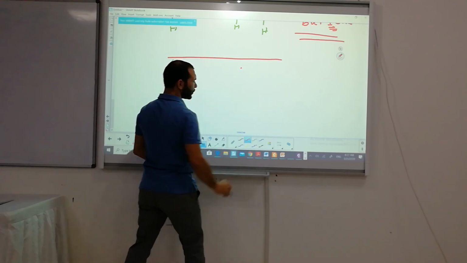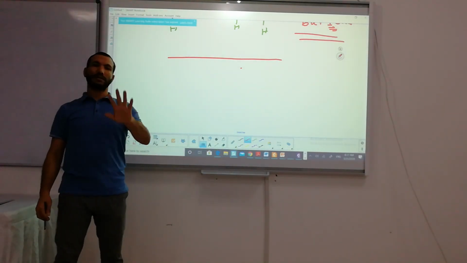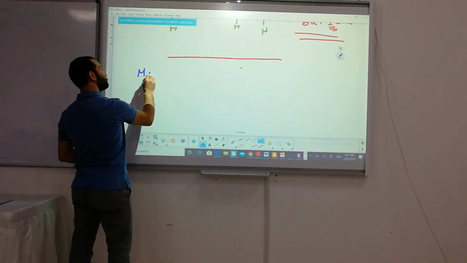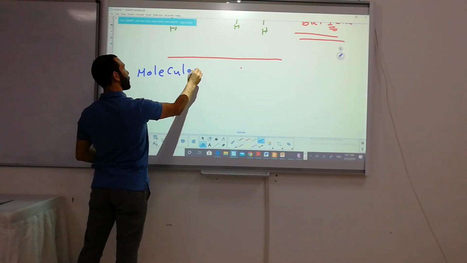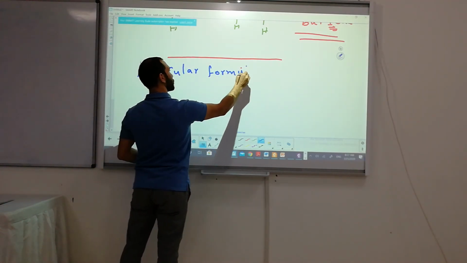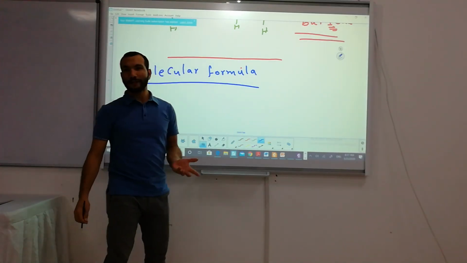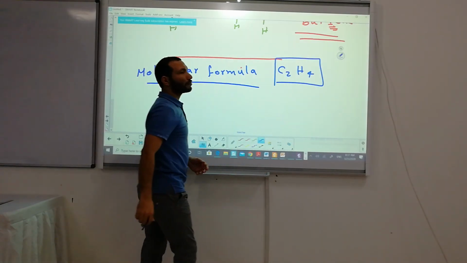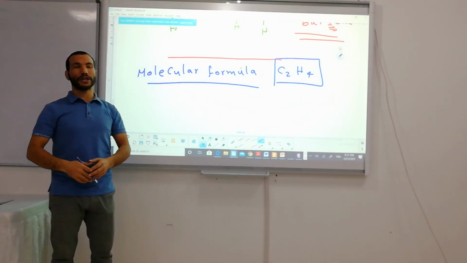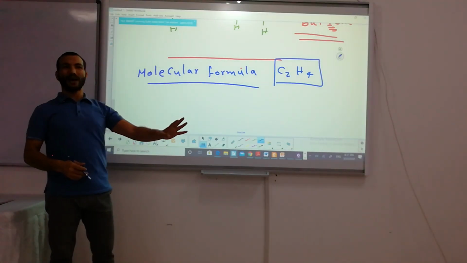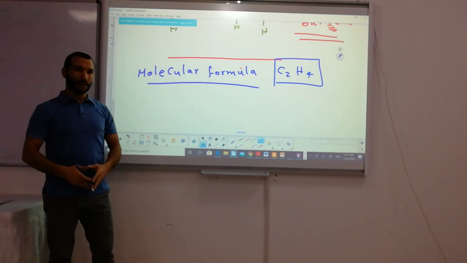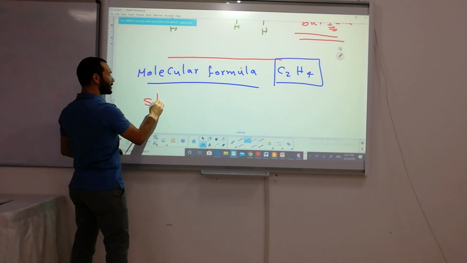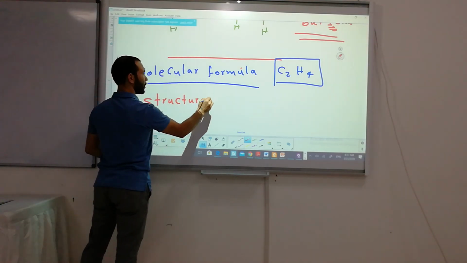Number 2, we have to differentiate between some formulas. What is the meaning of formula? We have the molecular formula, like if I write C2H4, this is what we call the molecular formula, C2H4. This is called the molecular formula. Okay? The number of carbons, the number of hydrogens, only. Number 2, if I say I need the structural formula.